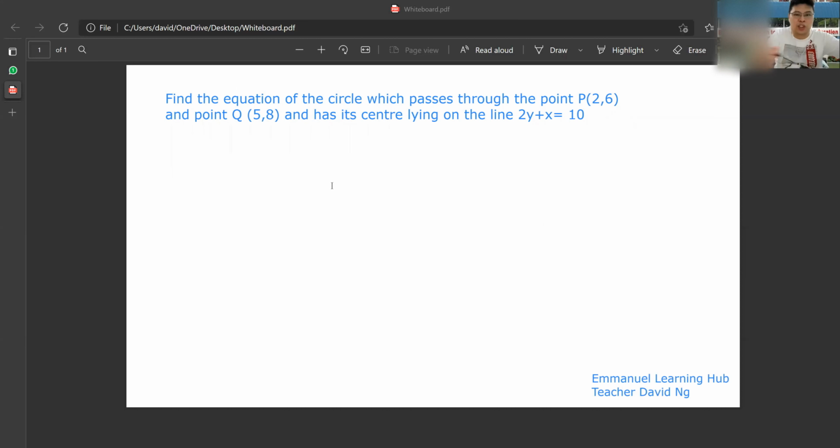Anyway, I just want to teach you how to do this kind of question. So let's say (2, 6) and (5, 8), right? (2, 6) maybe here, (5, 8) maybe here. So a circle may pass through these two points.